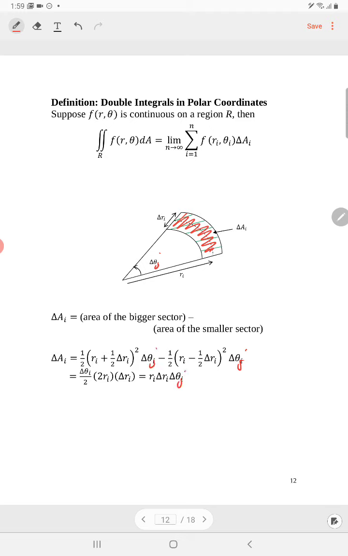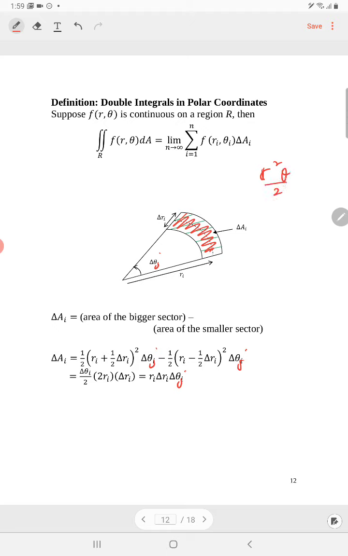All right, so we want to get the area of that shaded region. So area of a bigger sector minus area of a smaller sector. The difference between these two sectors is the radius. The angle is the same. The angle is delta theta j, but the radius is different. Okay, so remember the formula is not pi r, the formula is r squared theta over 2.